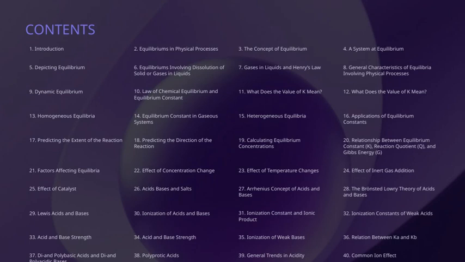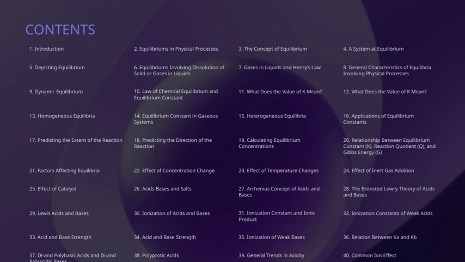At its core, equilibrium is a state where the forward and reverse reactions occur at the same rate, resulting in no net change in concentrations. This concept is fundamental across many chemical processes. Moving on, we explore how these equilibria can be depicted visually, helping us grasp the dynamic balance that exists. The equilibrium constant, often denoted as K, quantifies this balance. It tells us whether products or reactants dominate under certain conditions.